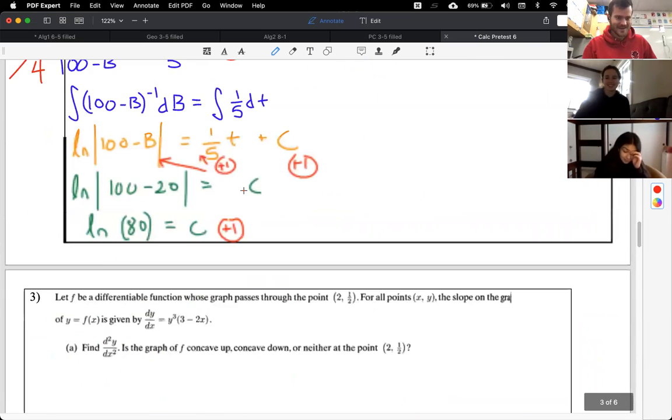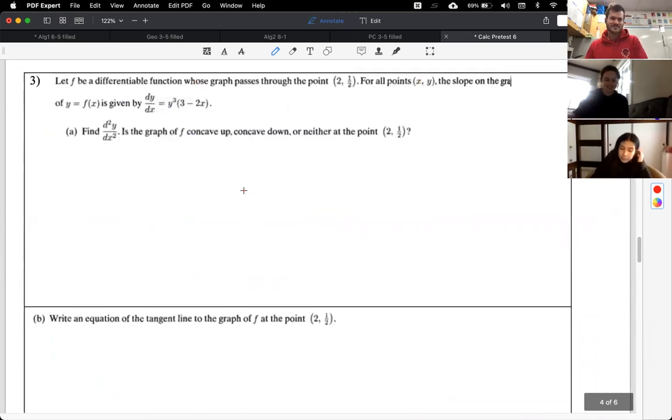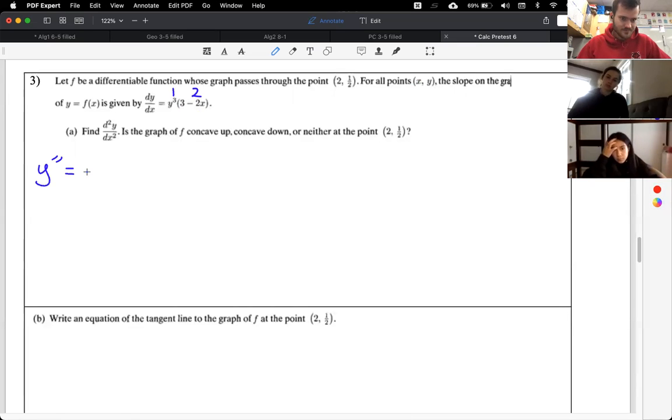All right. Number 3. Let f be a differentiable function with all that stuff. Find the second derivative. So, there's the first derivative. So take the derivative yet again. I'm going to say y double prime because I'm being lazy here. Y double prime is equal to, okay, derivative. Oh, this is product rule. 1d2 plus 2d1. There are 2 things being multiplied together. So 1 is y cubed.